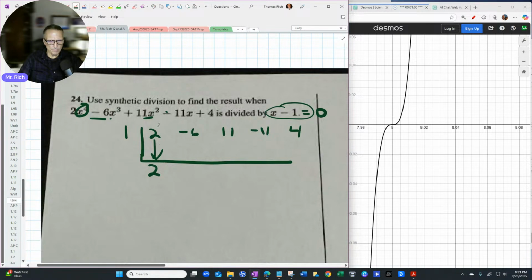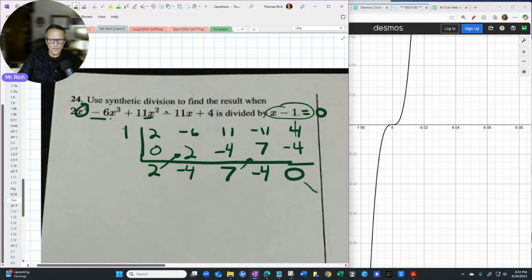Here's what I mean. Since there's nothing here, you can assume that to be 0. 2 plus 0 is 2. Now I'm going to take 1 times 2 and put the result here. That would be 2. I will now add that column. Negative 6 plus 2 is a negative 4. I will now multiply 1 times negative 4, which gives me negative 4. I will add vertically. That gives me a positive 7. 1 times 7, that answer is going to go up here. 1 times negative 4 is negative 4. When I add there, I get 0.